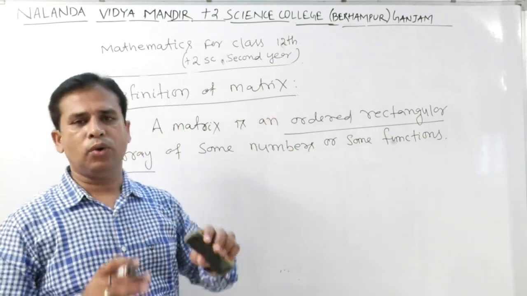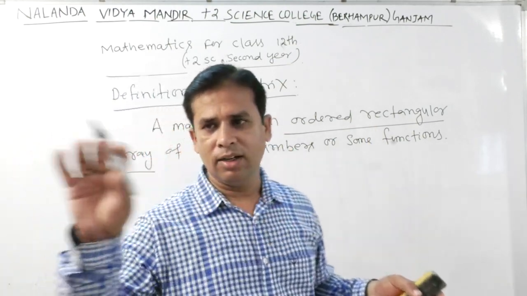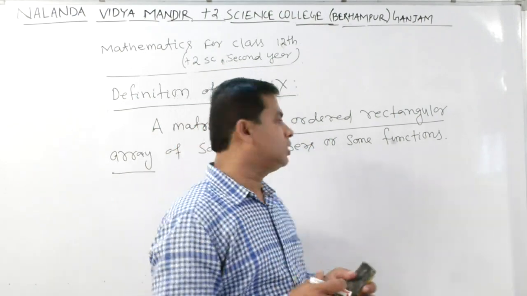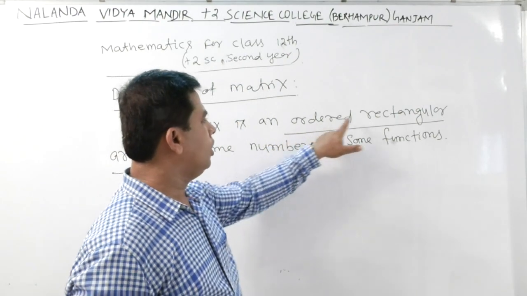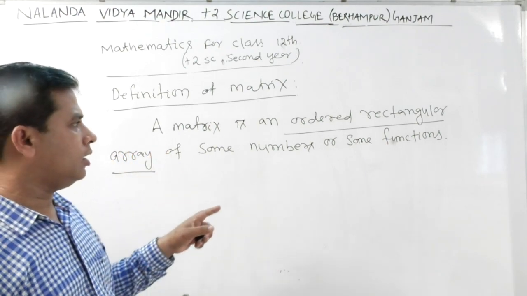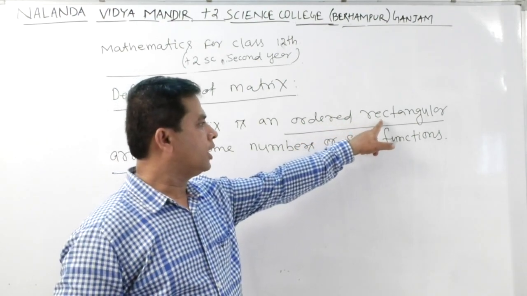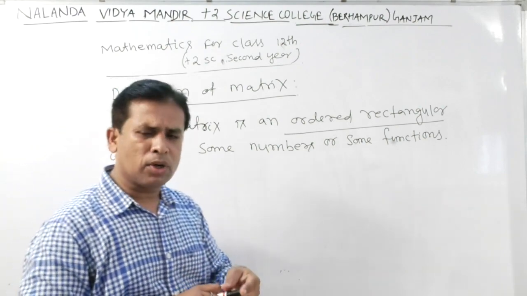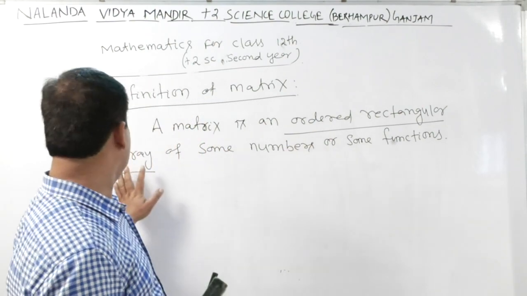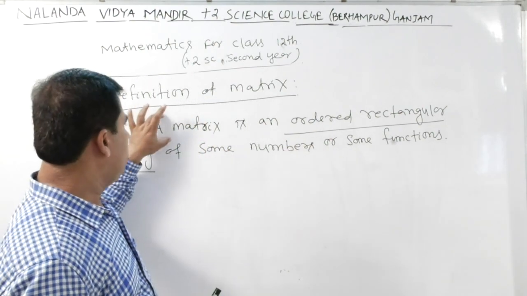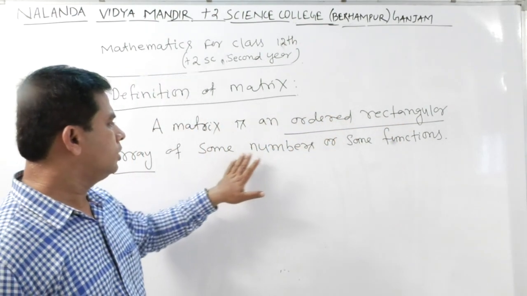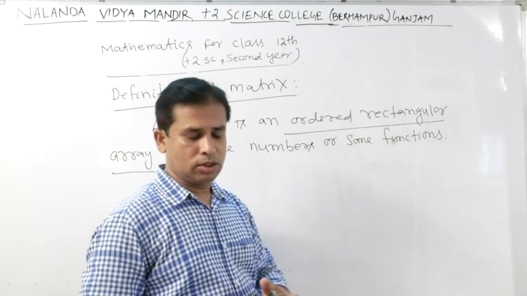From the above example, we arranged some data in horizontal lines and also vertical lines. This is our ordered rectangular array. We can say that the arrangement of data is a rectangular array. If some numbers are arranged in that way, we call it a rectangular array. And a matrix is an ordered rectangular array of numbers or functions.